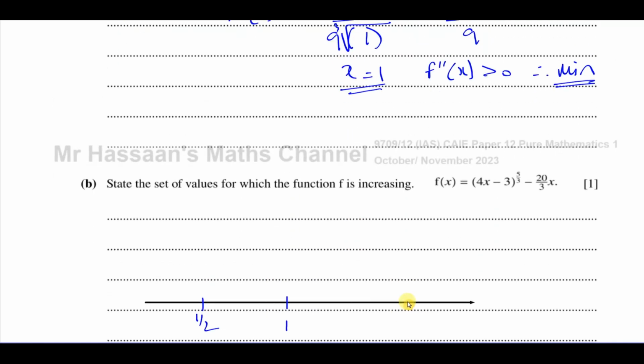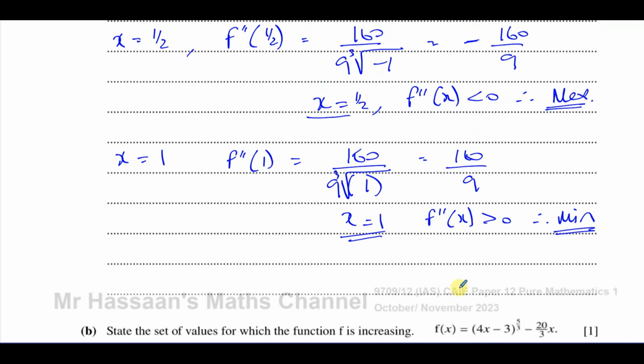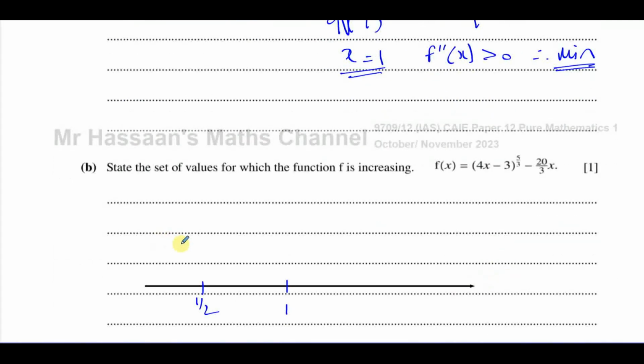I'm not going to make an accurate sketch, but I know that at x equals a half we have a maximum, so the graph will have this kind of shape at x equals a half. And x equals 1 is going to be a minimum, so it's going to have this type of shape at x equals 1. So this will be when x equals a half, and this is when x equals 1. So we want to find the set of values for which the function is increasing. Now a function is increasing when the gradient function is greater than 0.